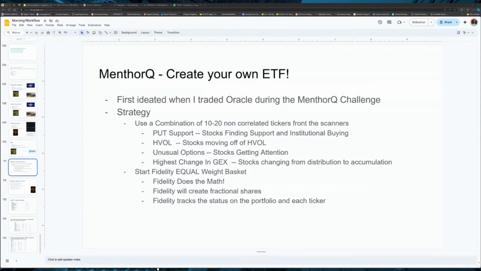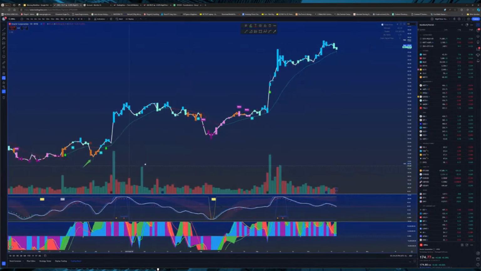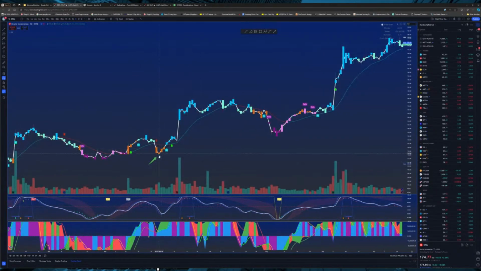It works for me. I first found this idea when I traded in, what was it you were running again this summer? Yeah, it was the MentorQ Trading Challenge. So during the trading challenge, I noticed that Oracle, this was this summer, was trading around this little doji candle here, and I took a position. I didn't win the challenge, but it did give me the idea.